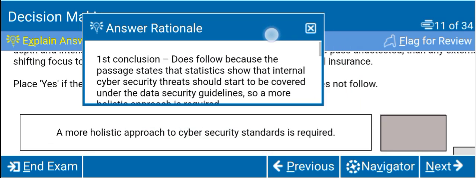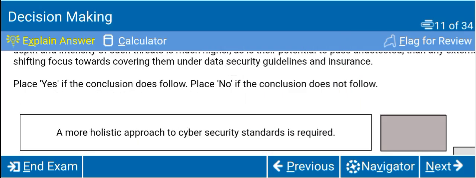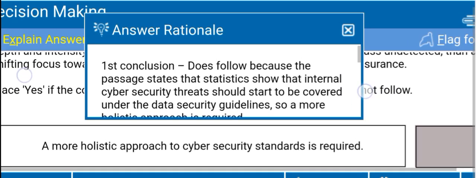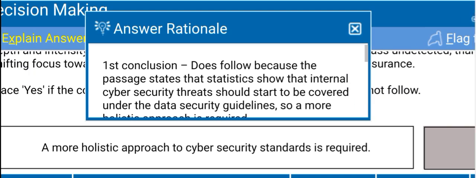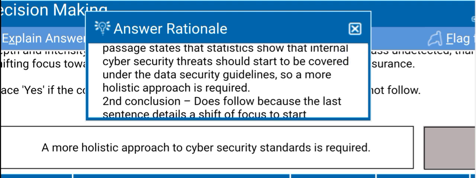So, the first conclusion that says a more holistic approach to cybersecurity standards is required. It does follow because the passage states that statistics show that internal cybersecurity threats should start to be covered under the data security guidelines. So, a more holistic approach is required.